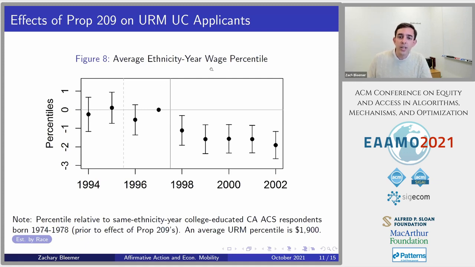If instead you look at these students' ethnicity-specific wage percentile, so how these students are doing in the California labor market relative to other similar ethnicity peers also working in that labor market, you can see these students fell in that wage percentile distribution by about 2 percentage points following the imposition of Prop 209. And so, after these students lost access to selective universities.